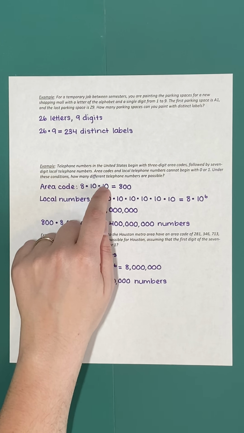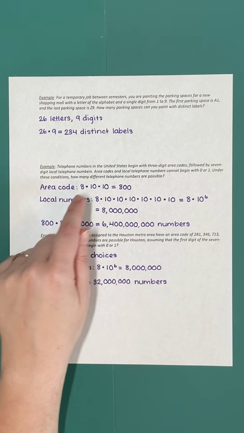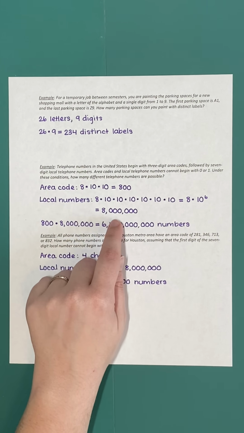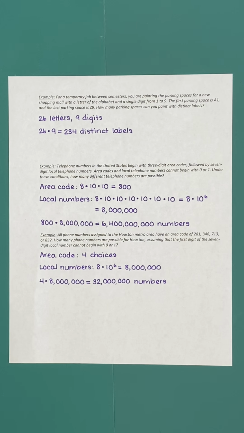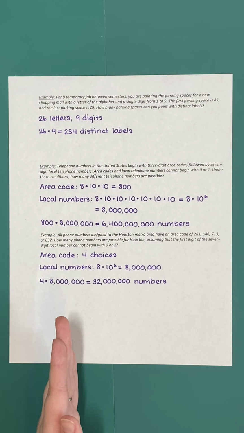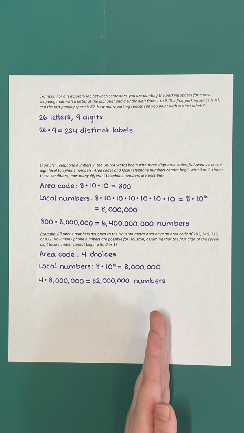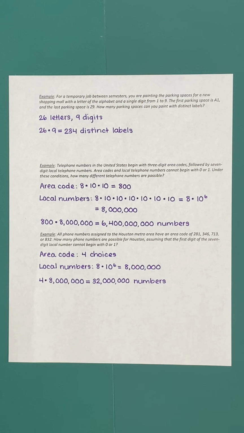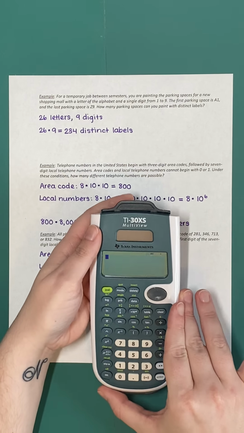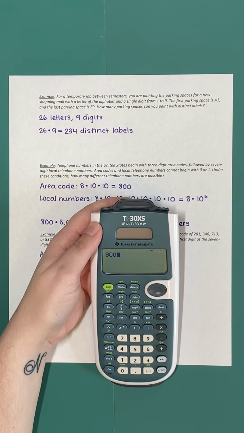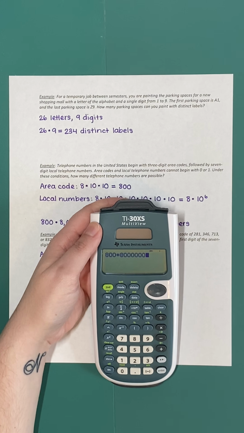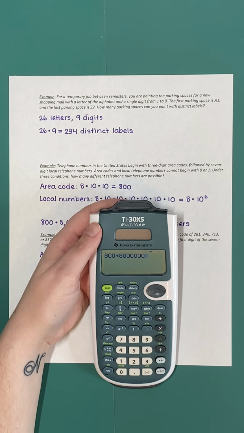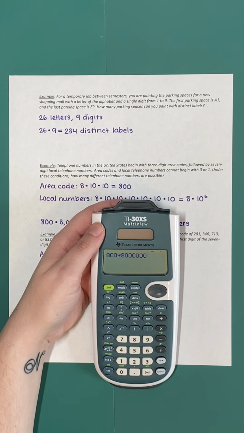So we've chosen area codes. There's 800 ways to do that. And then we've chosen local numbers. There's 8 million ways to do that. So in terms of choosing a whole telephone number, which has to have both of those, step 1 is choosing your area code, and step 2 is choosing your local number. So if we multiply the number of ways we can do that together, then we get the total number of telephone numbers. So 800 area codes times 8 million local numbers. Now double check, particularly with these numbers where you're typing a lot of zeros, make sure you typed the actual number of zeros you intended.